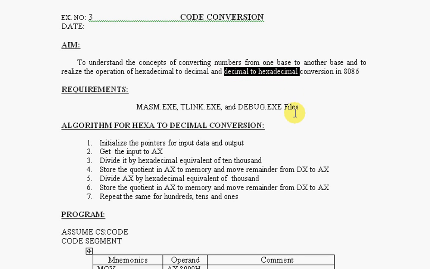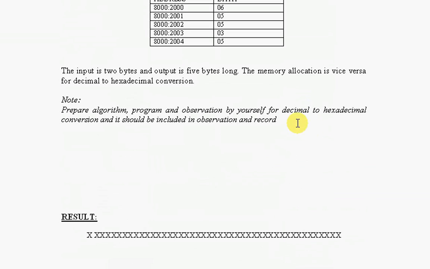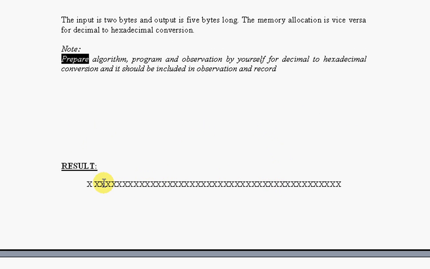You need to do decimal to hexadecimal conversion in your regular lab. You have to prepare the algorithm, program and observation by yourself for decimal to hexadecimal conversion, and it should be included in your observation and record. In the result you have to summarize very carefully what you have learned in this, what you understood, and what problems you faced when you did this program. You have to summarize this.